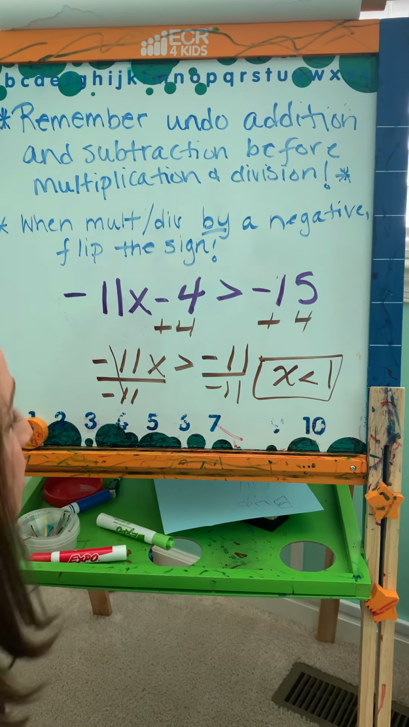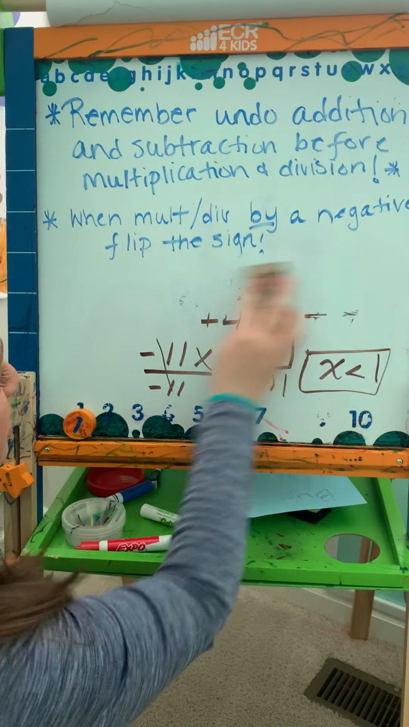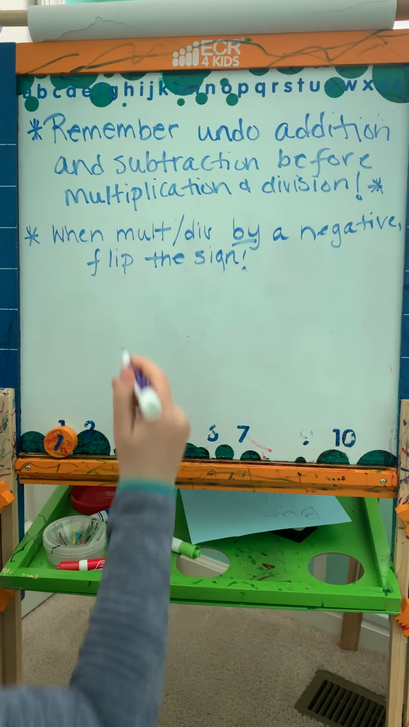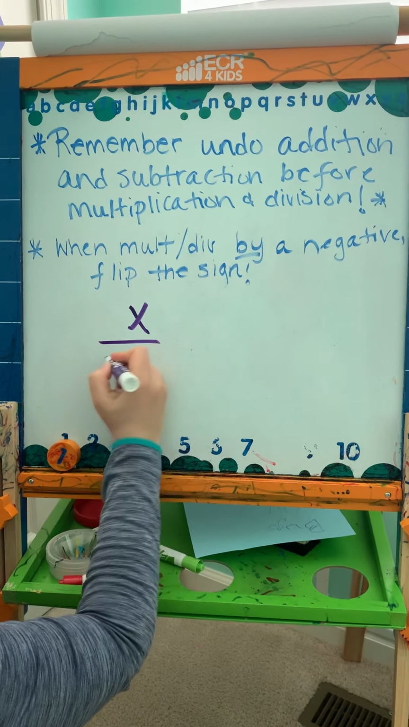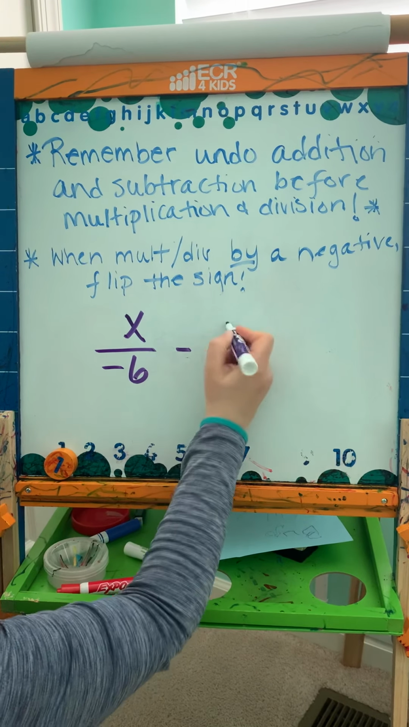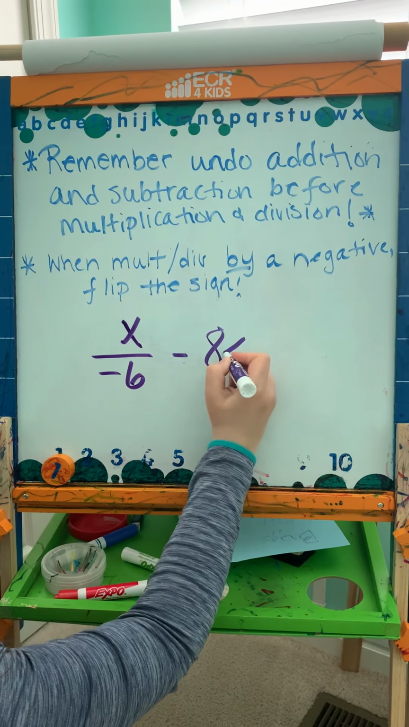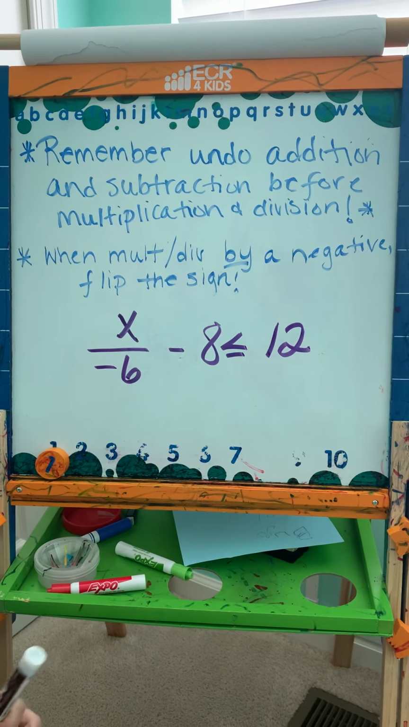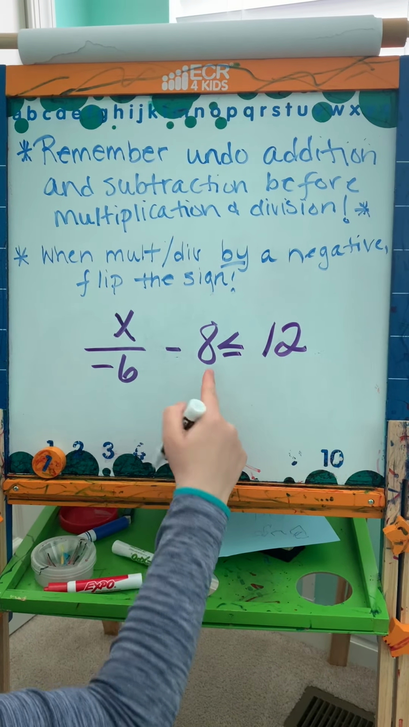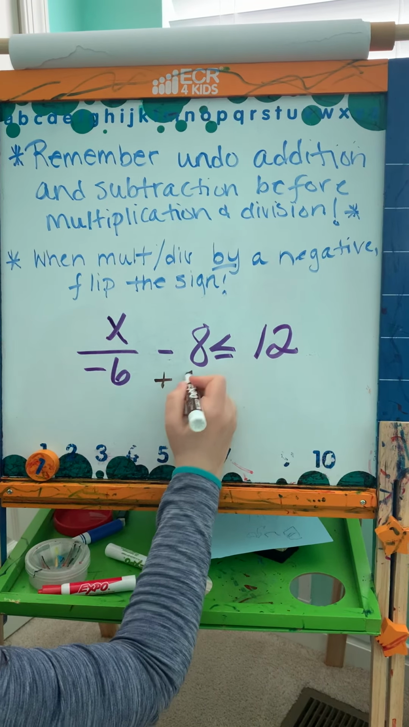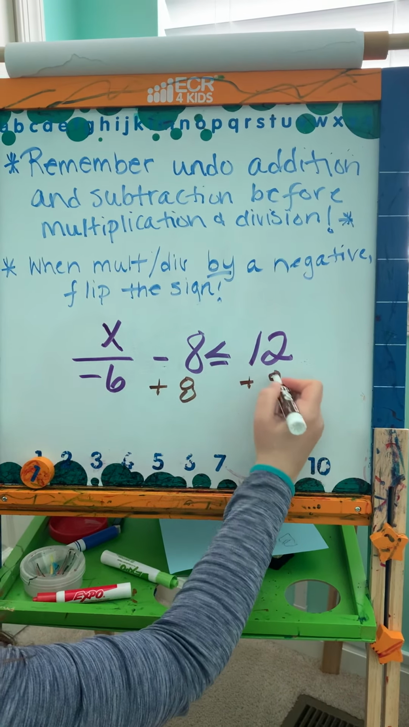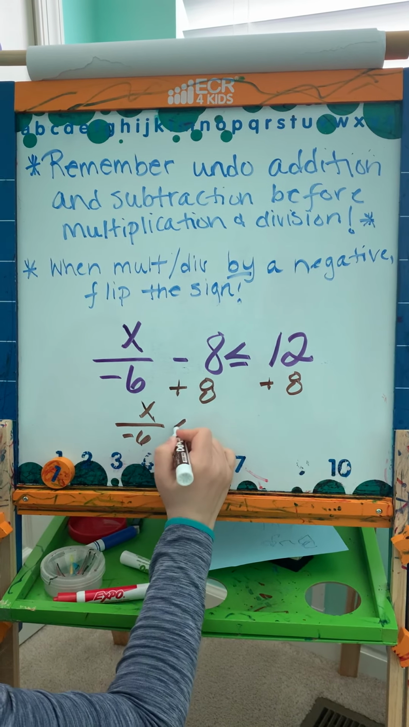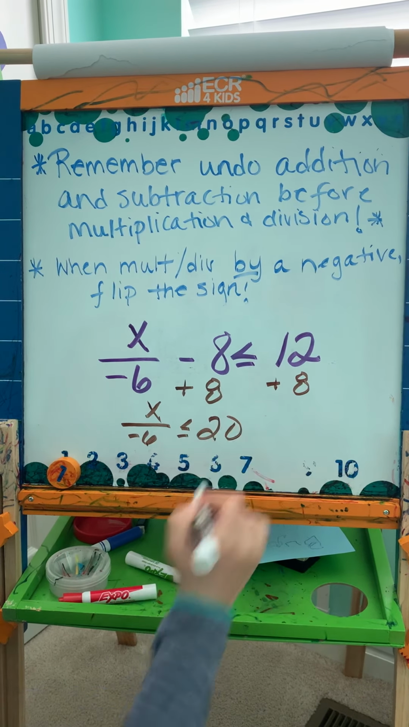Okay, we're going to look at just one more example, and then hopefully you have enough to be able to practice. x over negative 6 minus 8 is less than or equal to 12. So let's start by getting rid of this minus 8. We're going to add 8 to both sides. That gives me x over negative 6 is less than or equal to 20.